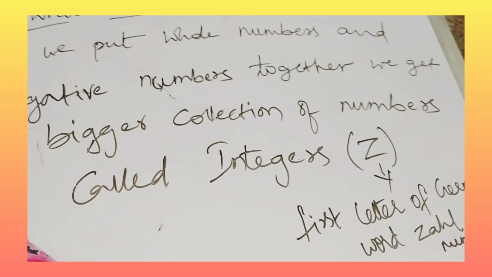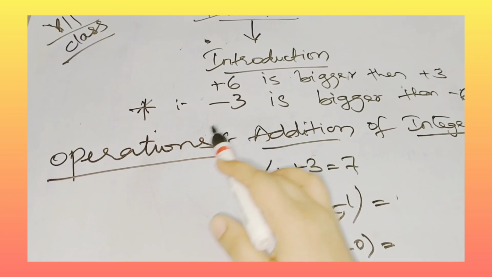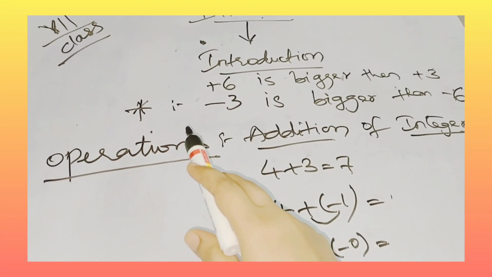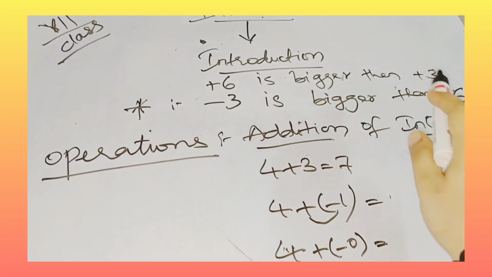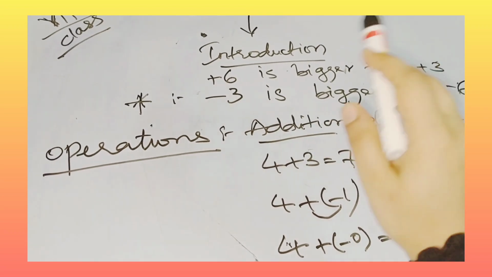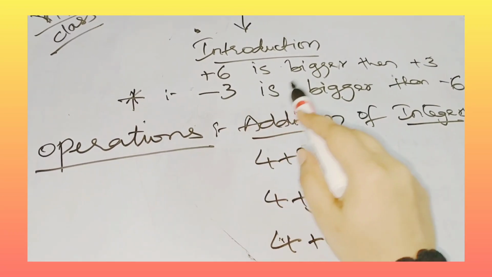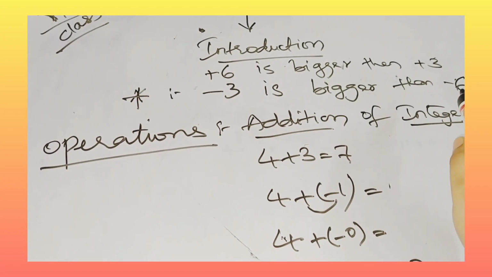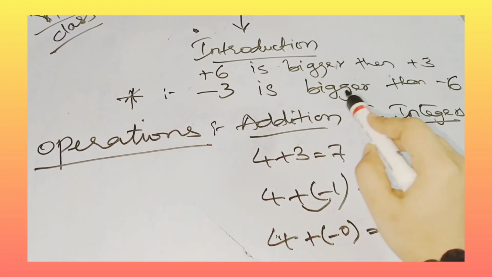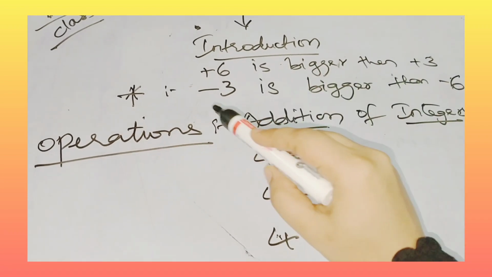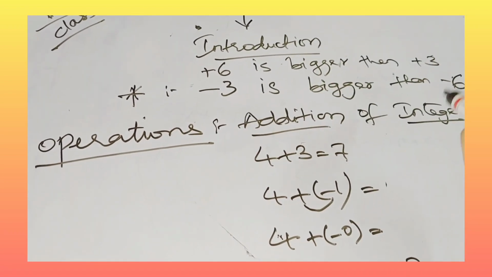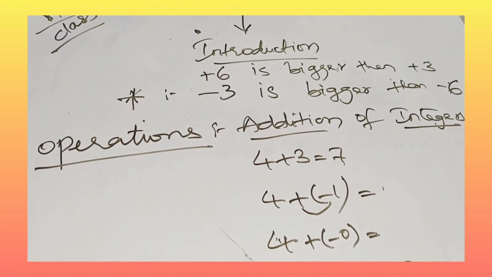The important point that you have to remember in integers is, we know that plus 6 is bigger than plus 3, but if we apply a minus sign to it, minus 3 is bigger than minus 6. The smaller number will become bigger and the bigger number will become smaller.